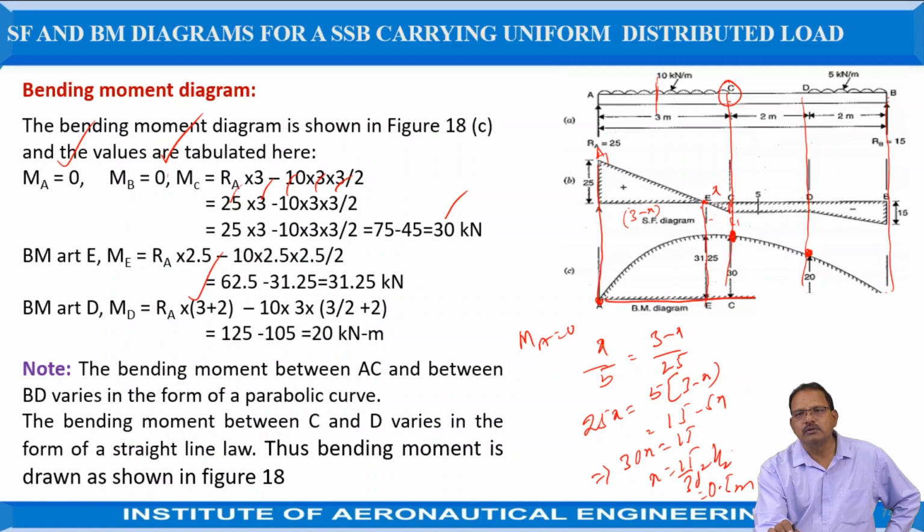The total force is equal to 10 into 3, but it is acting in the middle. Middle means here 1.5, the remaining is 2, so the total distance is equal to 3.5. In other words, it is equal to RA into 3 plus 2 minus 10 into 3 into 3 by 2, that is 1.5 plus 2, which is equal to 20 kilonewton meter. That is, here it is equal to 20 kilonewton meter.